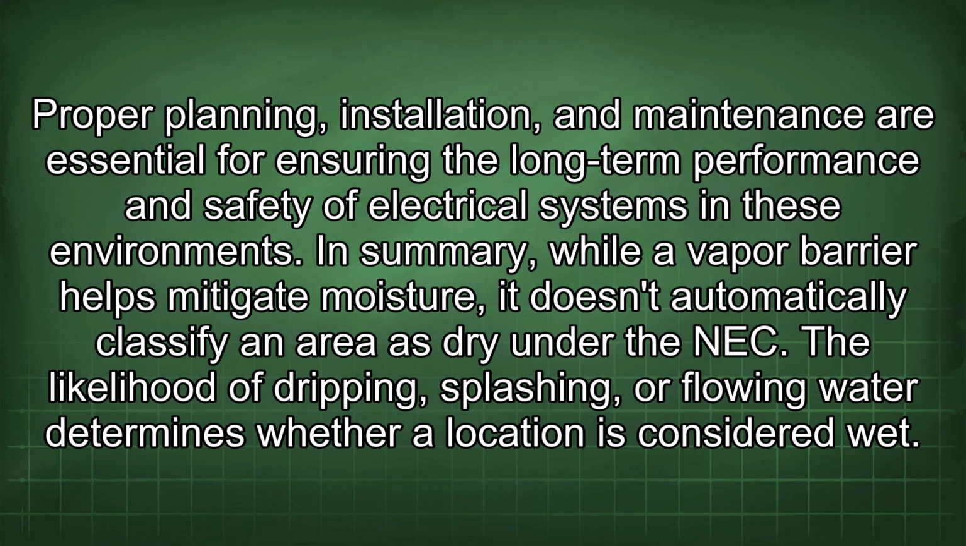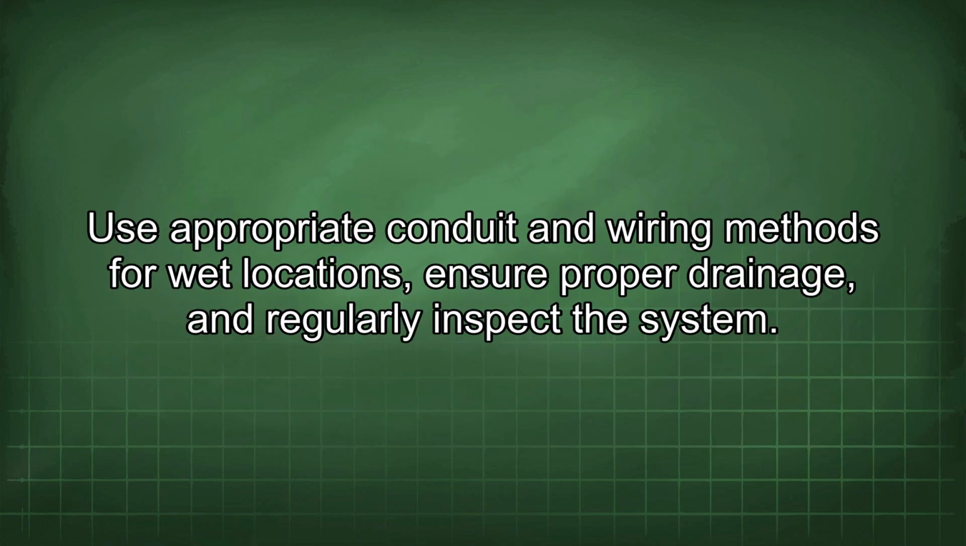In summary, while a vapor barrier helps mitigate moisture, it doesn't automatically classify an area as dry under the NEC. The likelihood of dripping, splashing, or flowing water determines whether a location is considered wet. Use appropriate conduit and wiring methods for wet locations, ensure proper drainage, and regularly inspect the system.